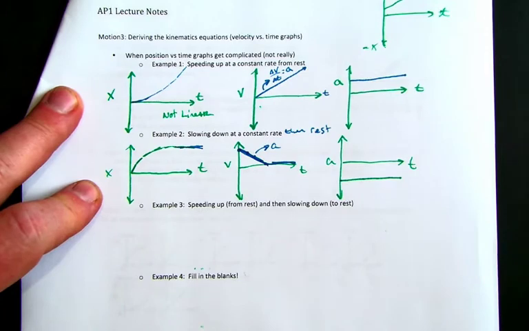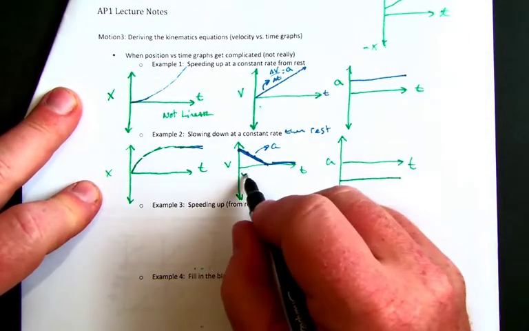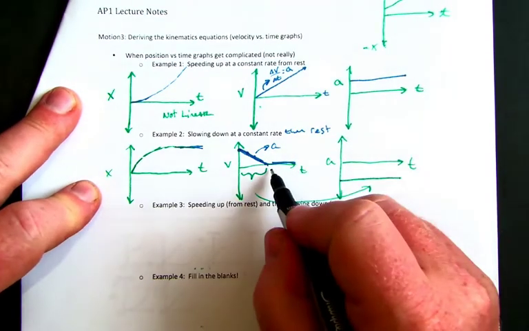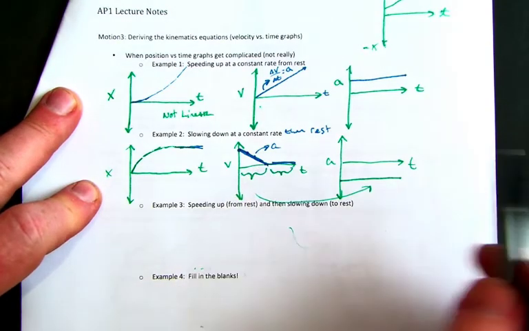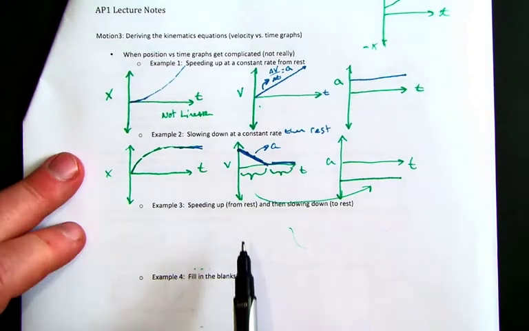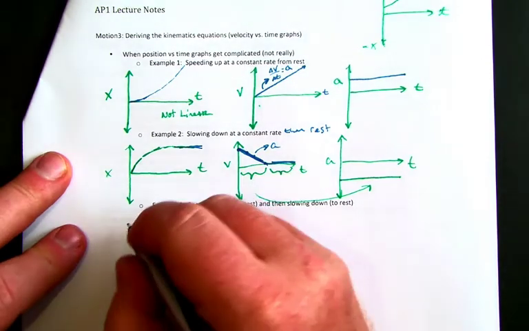Okay? Now, technically, if you want to be real specific, what I'm showing is this region of the graph. If I was going to graph this part, I would have an acceleration, because my velocity changed, but I'm not going to graph that part. We'll look at that later. All right, now, example 3, speeding up from rest and then slowing down to rest.